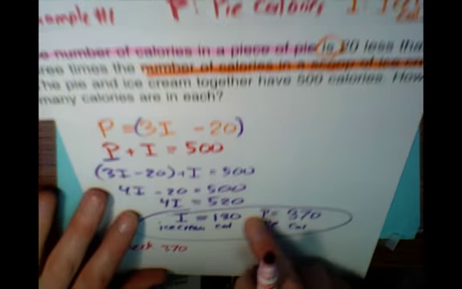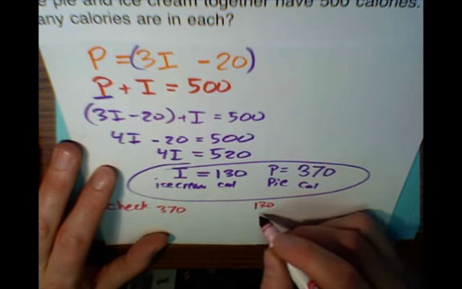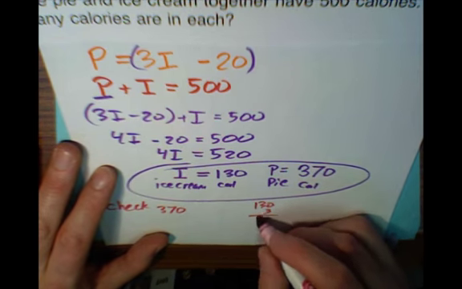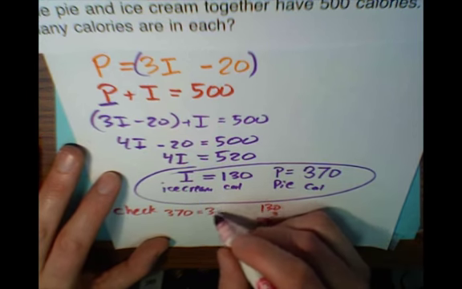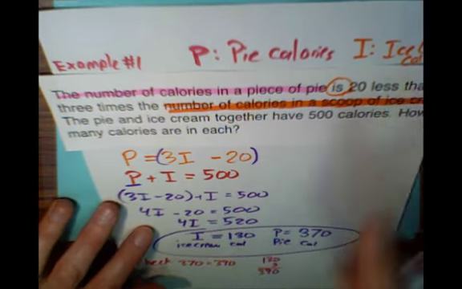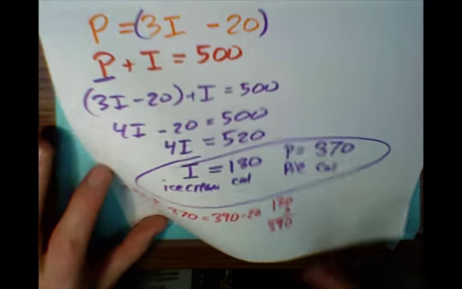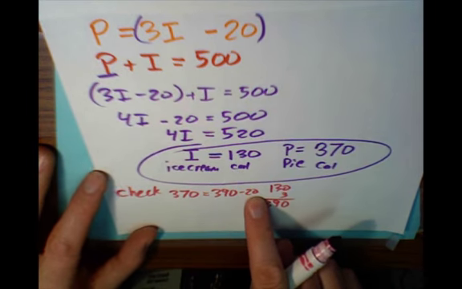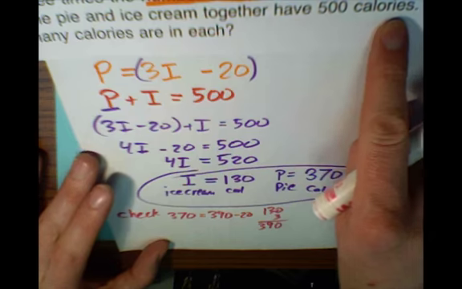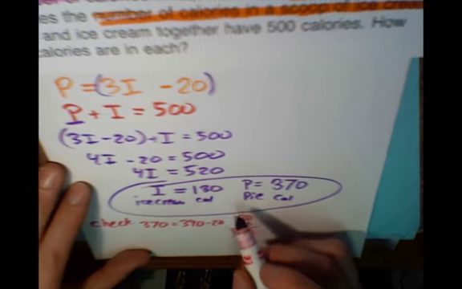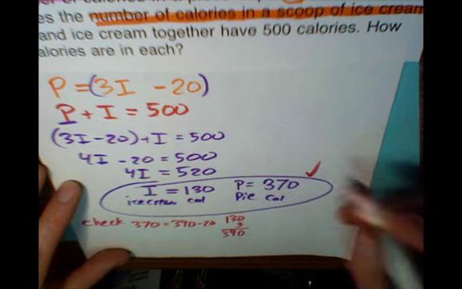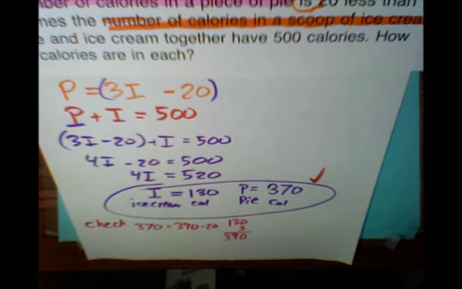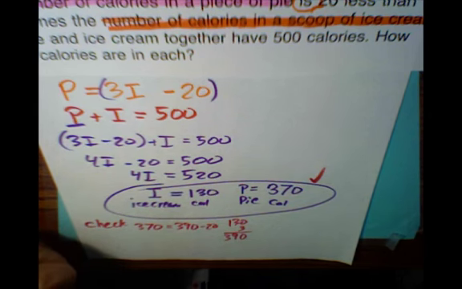Well, a scoop of ice cream is 130. 130 times 3 is 390. And we go 20 less, and this is true. 370 is 390 minus 20. How about the pie and the ice cream together have 500 calories? Well, if we add 130 and 370, we're going to get 500. So our answer does check out. We've got another example to show you in the second video.